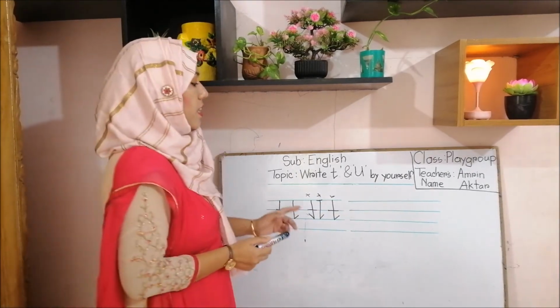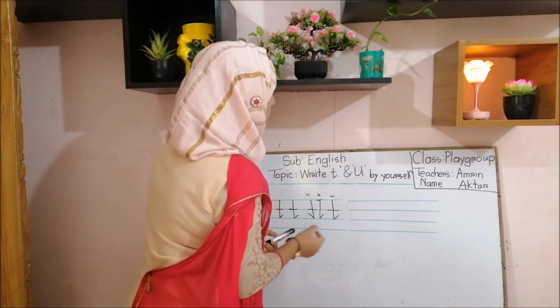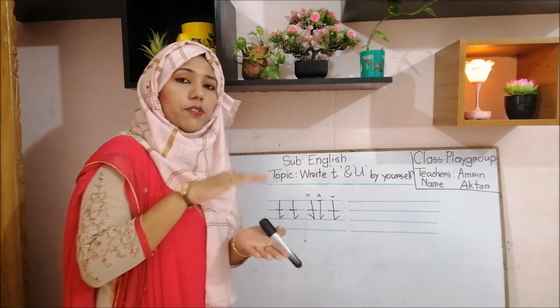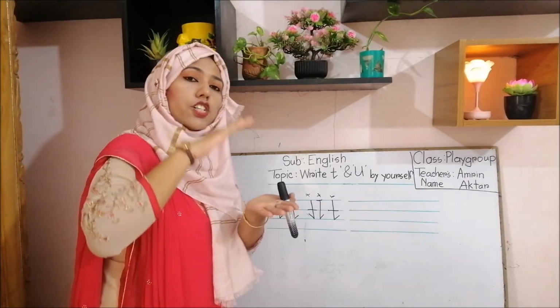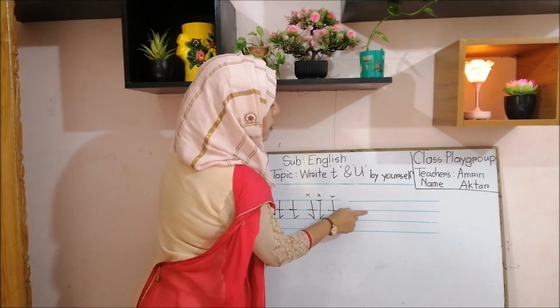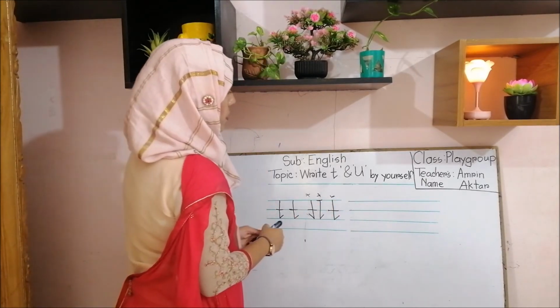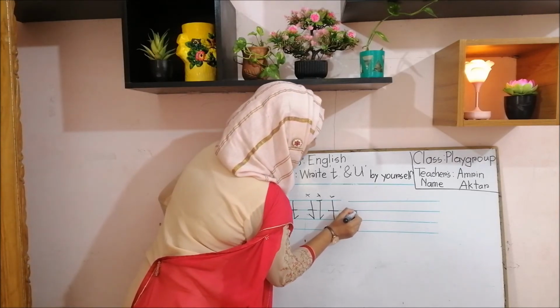Now we will learn how to write U, okay? U is a short letter. T is the tall letter. U is a short letter. So, we will write a short letter in the middle row. Okay. So, we will start from the second line.